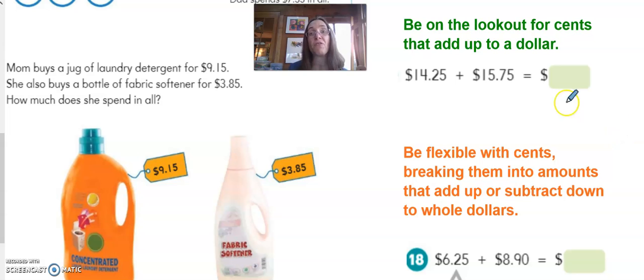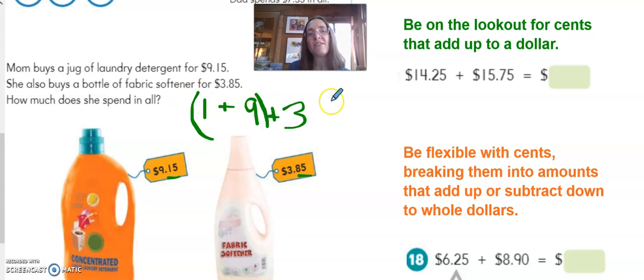Now, something that you should be on the lookout for are cents amounts that add up to a dollar. So Mom buys a jug of laundry detergent for $9.15. She also buys a bottle of fabric softener for $3.85. How much does she spend in all? I bet you already know that 15 plus 85 will equal a whole other dollar. So then I'm going to do $1, that one, plus the $9 from the detergent, plus the $3 from the fabric softener. And of course, this makes 10. And so we have just $13 even.